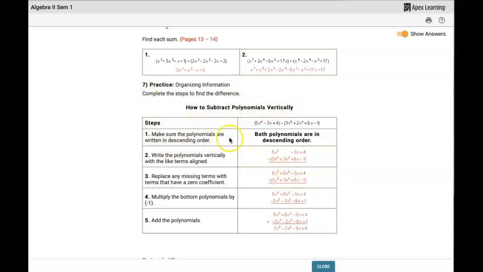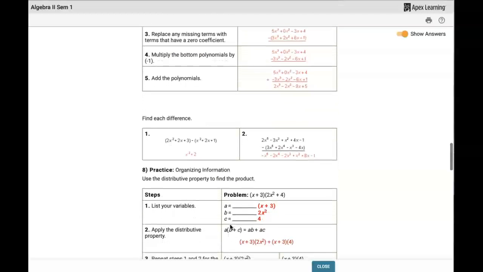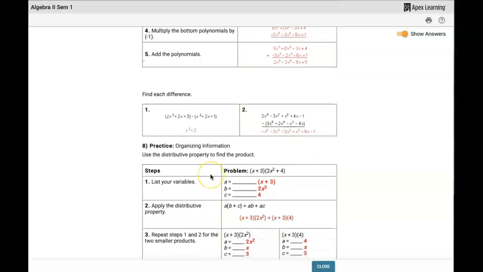Make sure the polynomials are written in descending order, okay? Write them vertically, replace any missing terms with 0 coefficients, multiply everything on the bottom by a -1, and then you just add the polynomials together. All right.